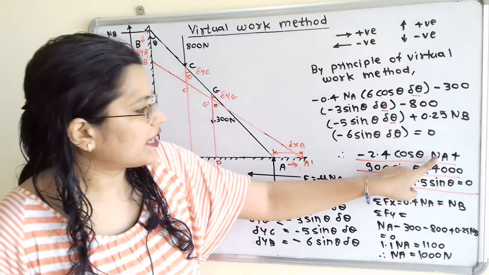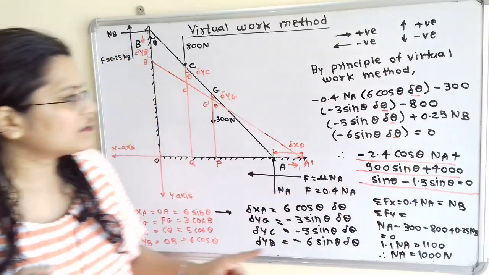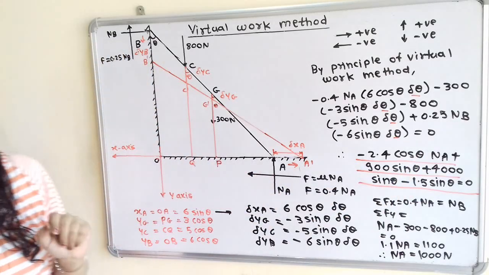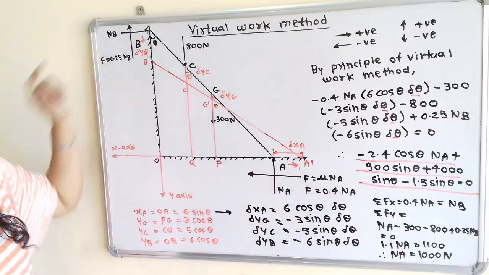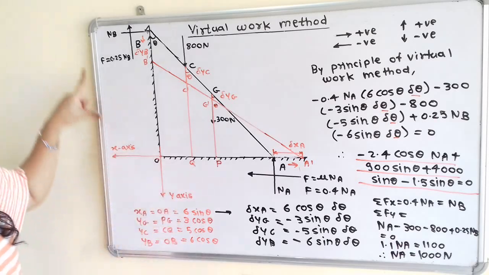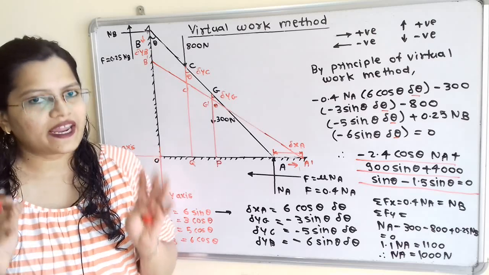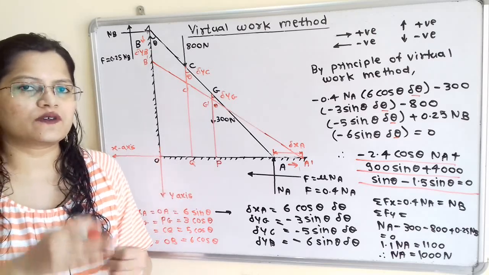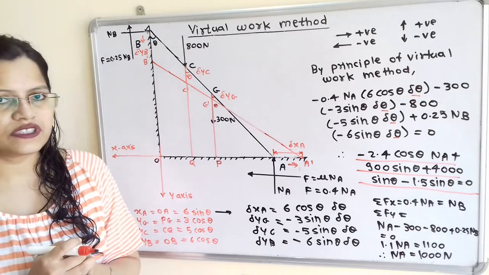Now in this term Na is unknown term. Now in the same way there is also Nb term, this is also unknown term. So we have to find out the value of Na as well as Nb. So how to find out? Now we will consider if the system is in equilibrium, then we can apply the rule summation of all horizontal forces is equal to 0 and summation of all vertical forces is equal to 0.